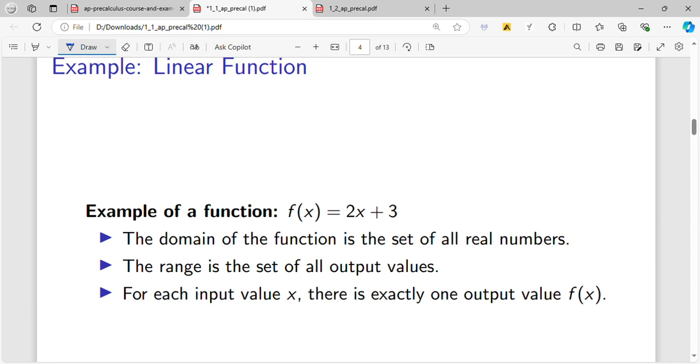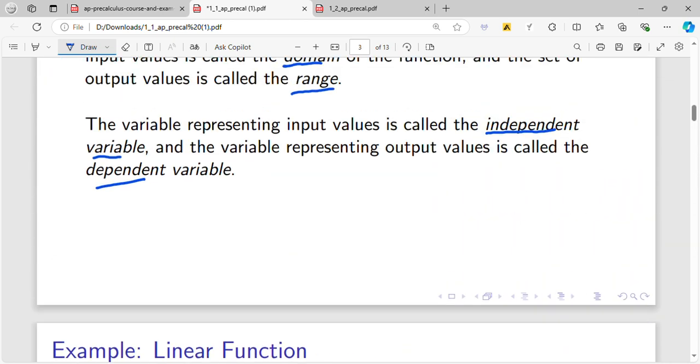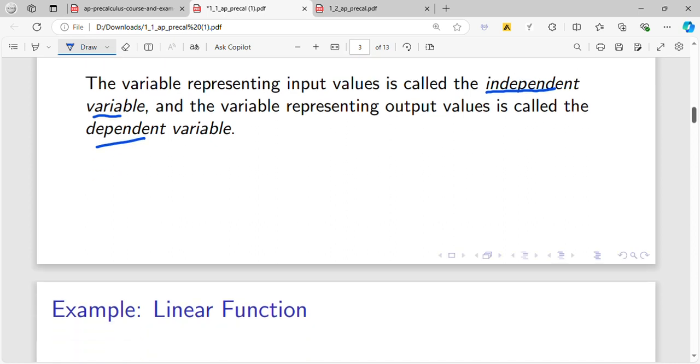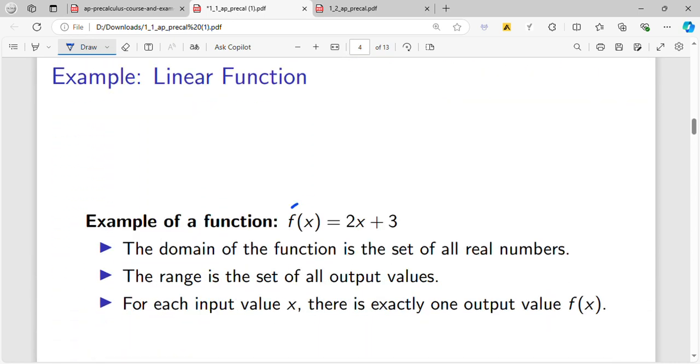Similarly, we see that the output of the function would be 2 times a real number plus 3, which will always be another real number. So we can say the range of the function is the set of all real numbers as well. For the independent variable, the variable representing the input values, which is x in our case, is the independent variable, while the variable which represents the output values, which is f of x, or we may call it y, is the dependent variable.